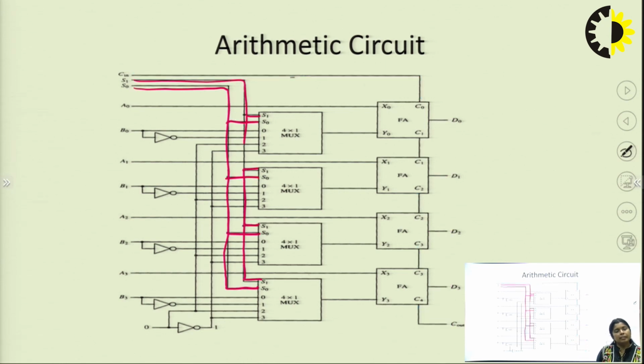Now the selection line: because the 4 cross 1 multiplexer is there, the selection line will be log base 2 of 4, that is 2 selection lines, and these 2 selection lines will go to all these multiplexers. Because there are 2 selection lines, the combinations will be 4 values, that is 2 to the power 2. So you can say 00, 01, 10 and 11 operations will be there.